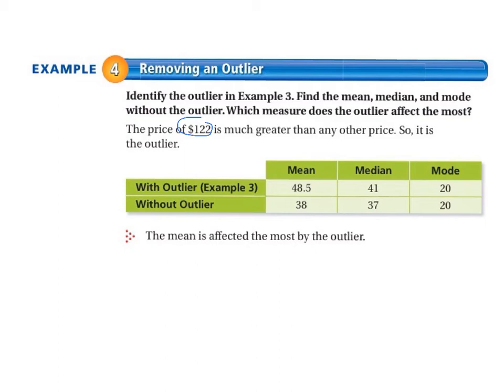And so when we refigure everything, we can figure out that the mean is affected the most by the outlier because we have the mean with the outlier of 48.5 and without the outlier of only 38. So that's a difference of about 10, and the median is a difference of only 5, and the mode is a difference of 0. So this has the biggest difference. So that's the one that's affected the most.